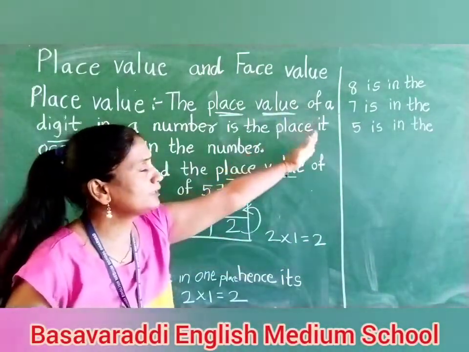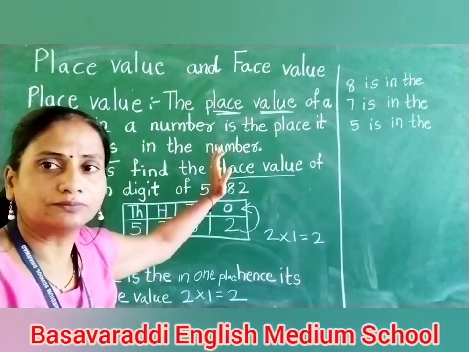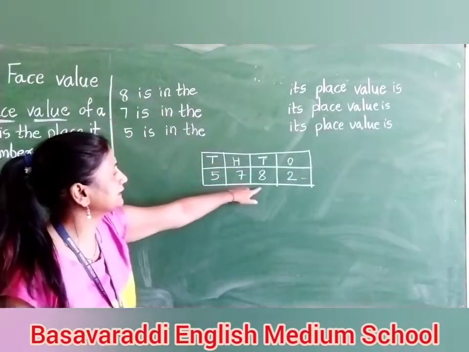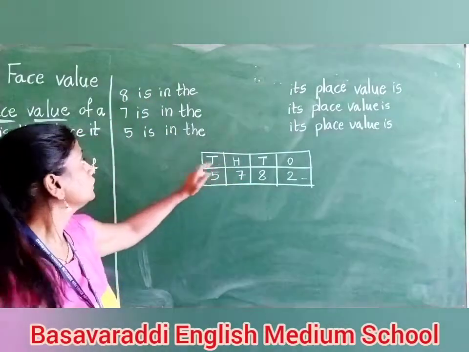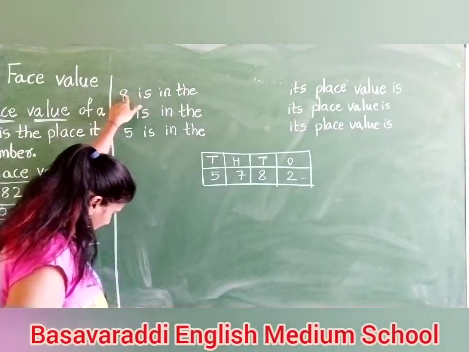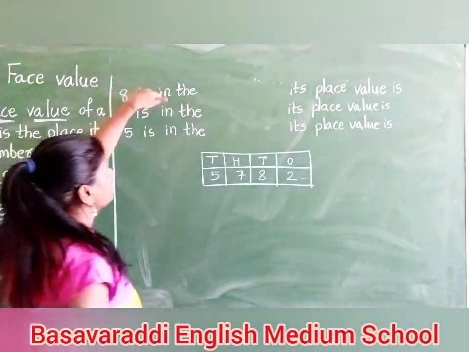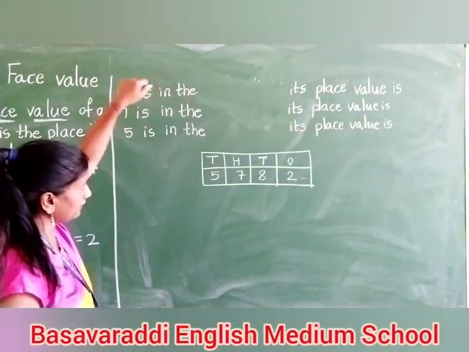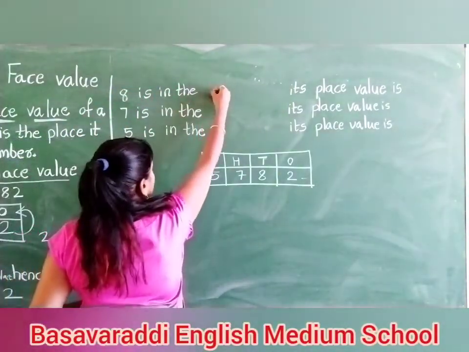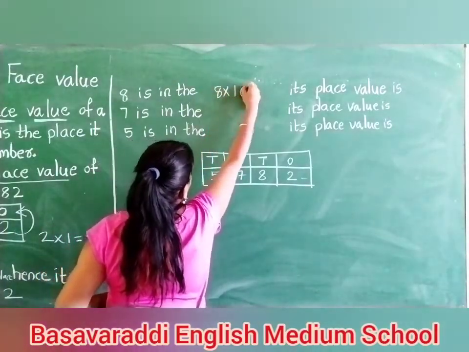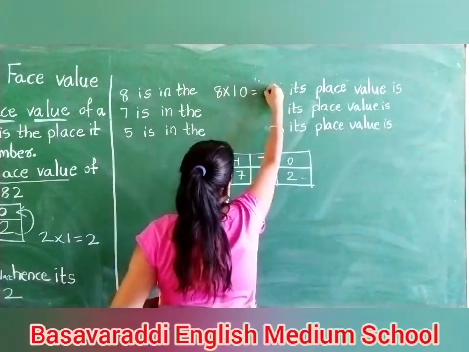Now we will move on to the 10's place. Now we are moving on to the 8. Which place is 8 in? 8 is in the 10's place. So its value is 8 into 10. So 8 into 10 is equal to 80.